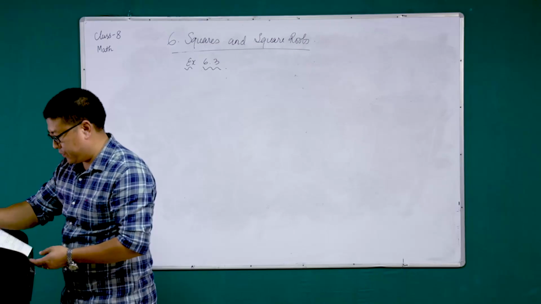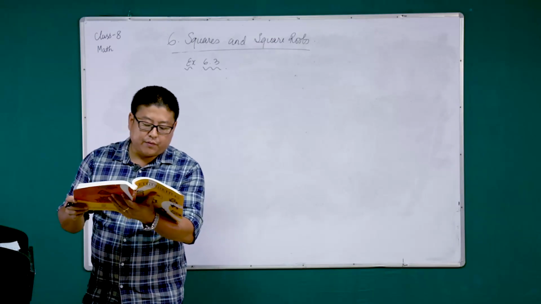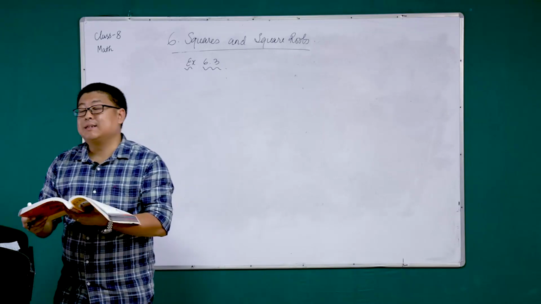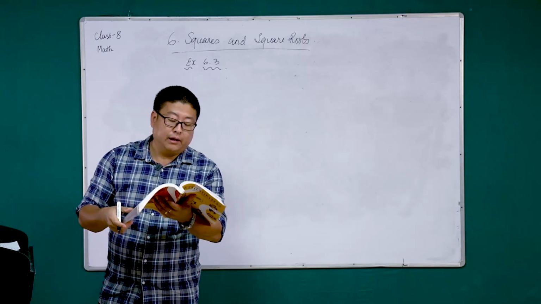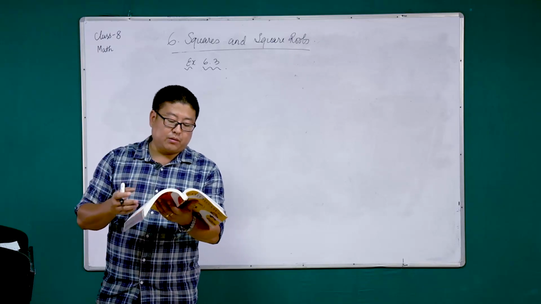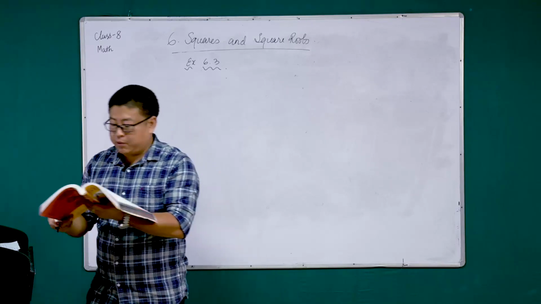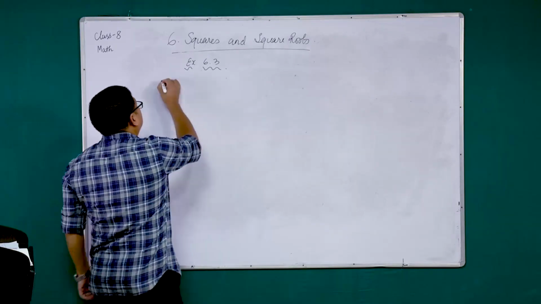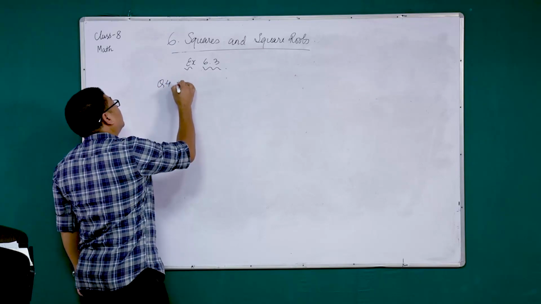Question number 4. Find the square roots of the following numbers by the prime factorization method. Now this is the second method of the 3. We have already discussed prime factorization. We have already discussed repeated subtraction. Now we will put it into practice. Question number 4, 1.